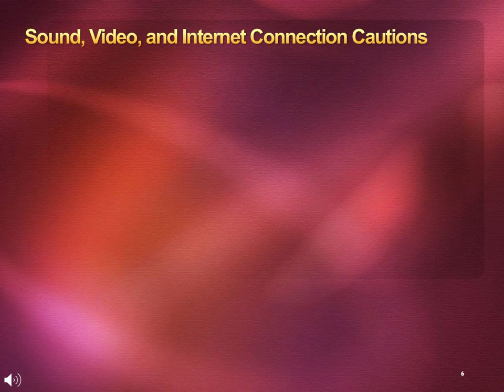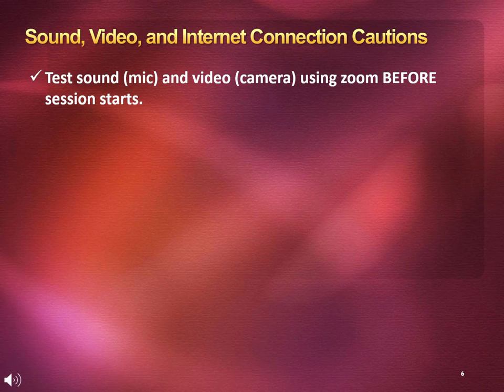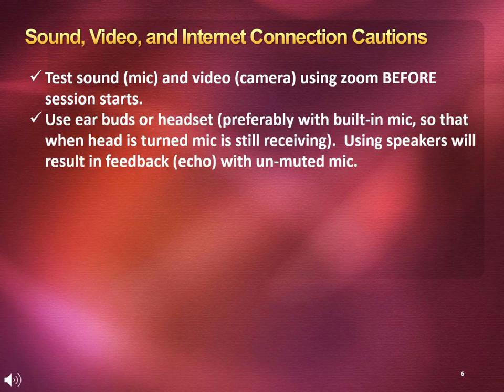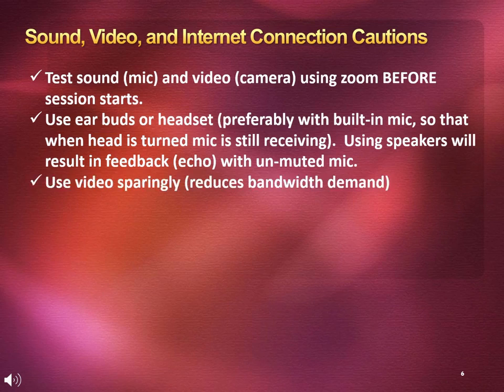Sound, video, and internet connection cautions. There are a few technical things that you can do to ensure your meeting goes well, as follows. Test the sound, microphone, and video camera using Zoom before the session starts. Use earbuds or a headset, preferably with built-in microphone, so that when your head is turned, the mic is still receiving. Using speakers can result in feedback, an echo, with unmuted mic. Use video sparingly. This reduces bandwidth demand.